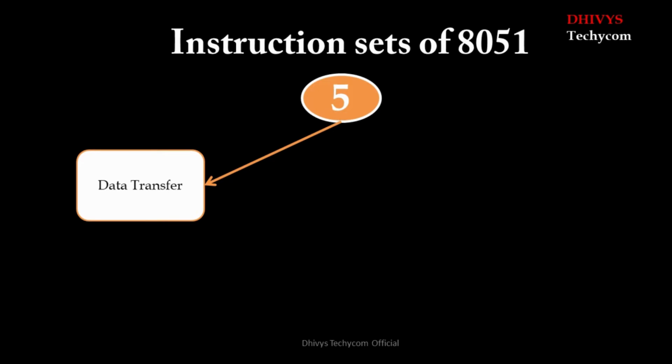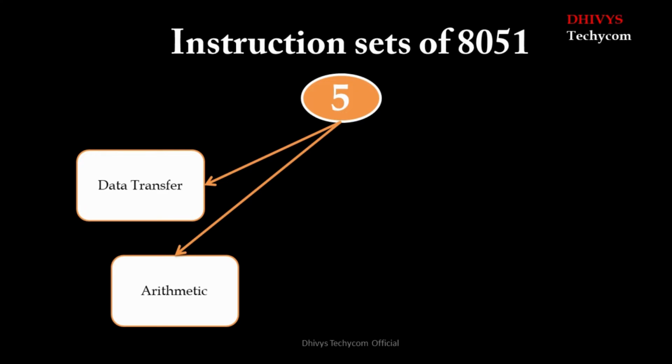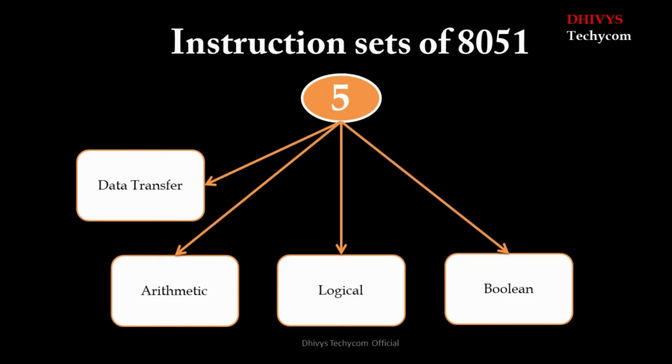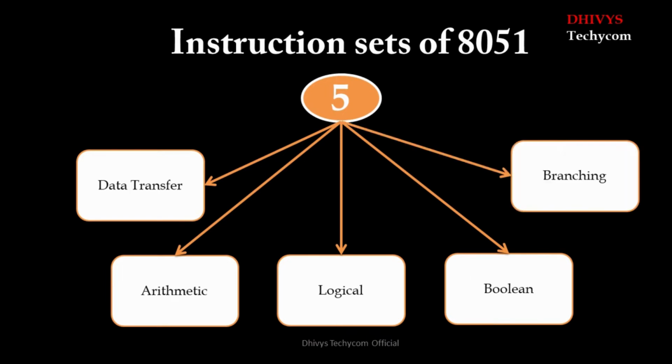First it starts with data transfer, which is very basic, and usually we have this instruction set in all other microprocessors and microcontrollers. Second one is arithmetic, where we'll be performing addition, subtraction, multiplication and division. Third one is logical, where we'll be performing AND, OR, XOR and all. Then Boolean, where we'll be performing CPL and all. Last one is branching instructions, where we'll be performing the looping operations, which is very useful for performing many application-oriented programming. So these are the different types of instruction sets of 8051.